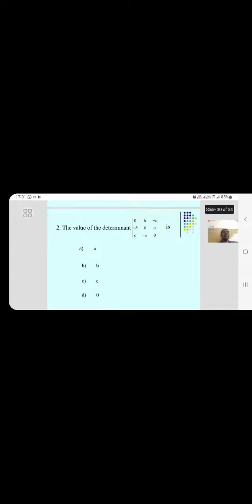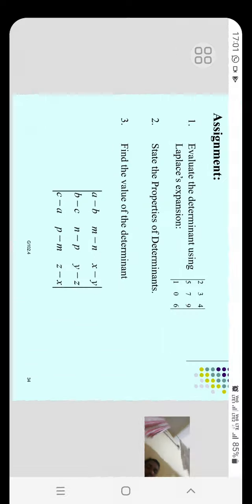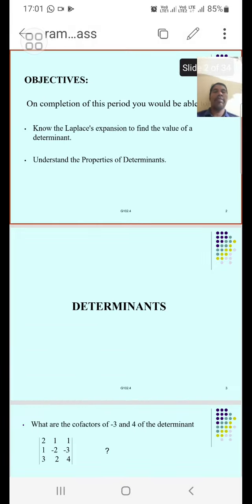Next, summary. We have discussed Laplace expansion and the shortcut method for determinants of order 3, and properties of determinants. Based on this, you can do the quiz also, and I will send the PPT on the WhatsApp group. These quiz questions are covered in the slides, and do the exercise problems.